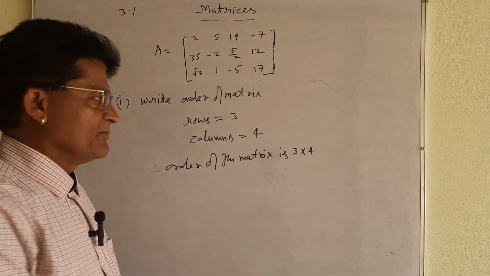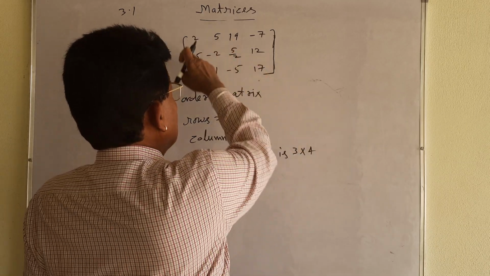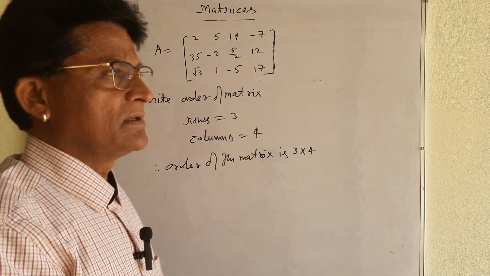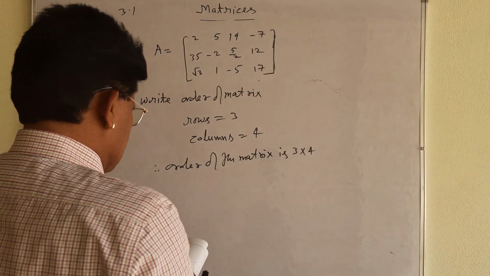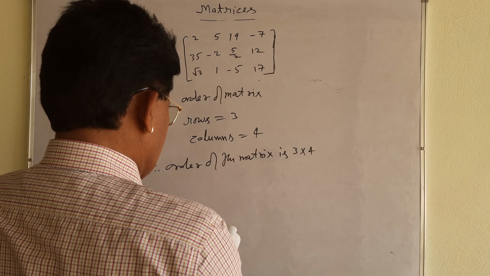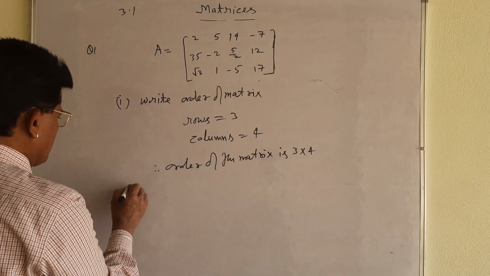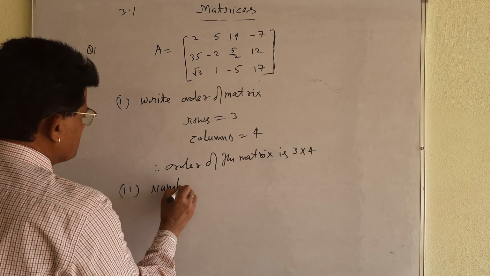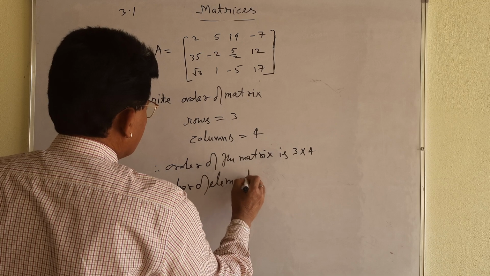And total elements will be equal to how much? 12 elements, you see. 3 into 4 will be 12 elements. You can count. There are 12 elements. Okay? My dear student, you see once again the thing which is asked in this question: the number of elements, the number of entries in this matrix.